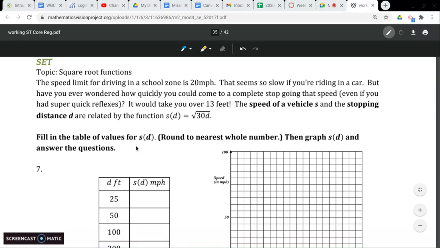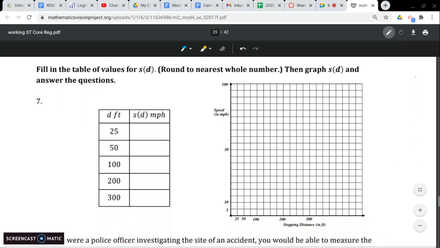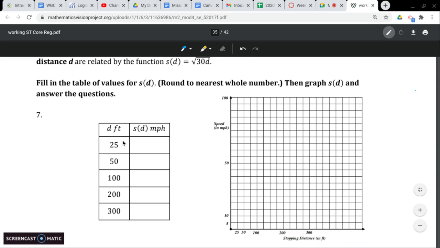So we want to fill in the table of values for s of d, rounding to the nearest whole number, and then graph this. So we're taking each one of these values and multiplying it by 30, and then taking the square root.